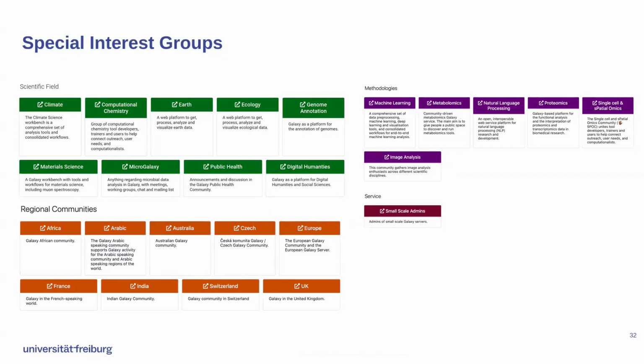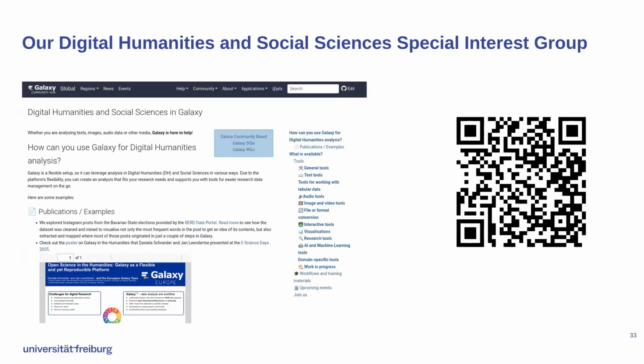We currently have several different special interest groups depending on scientific fields or regional communities, but also methodologies. One of those is the Digital Humanities and Social Science Special Interest Group. And if you scan the QR code, you can also get to that website and see already an overview of some example publications, workflows, and also tools that we've already shared. But you can also join us there in our Matrix channel if you want to get in touch and be more active and join us there.